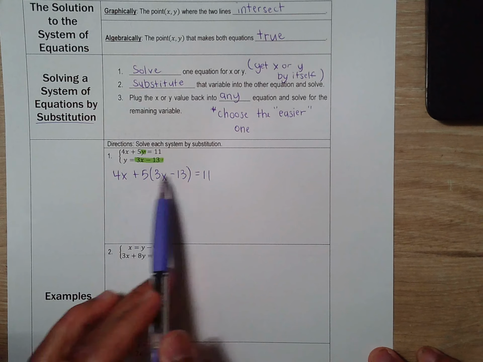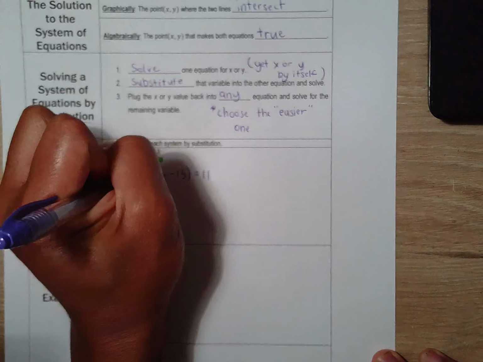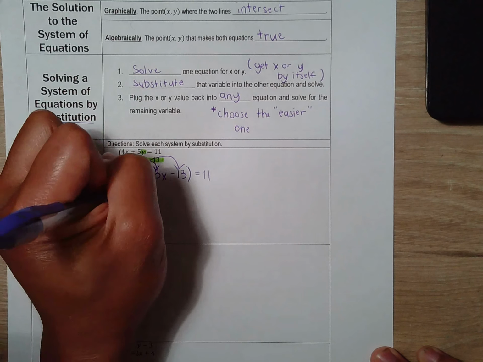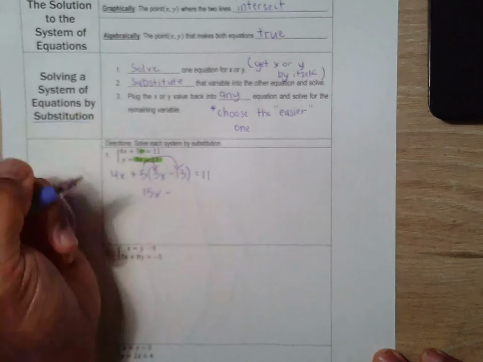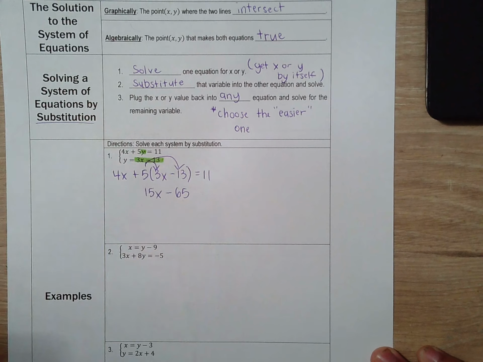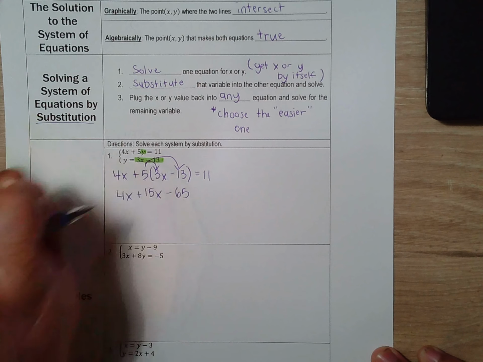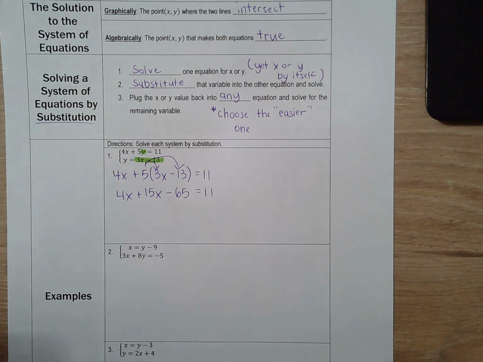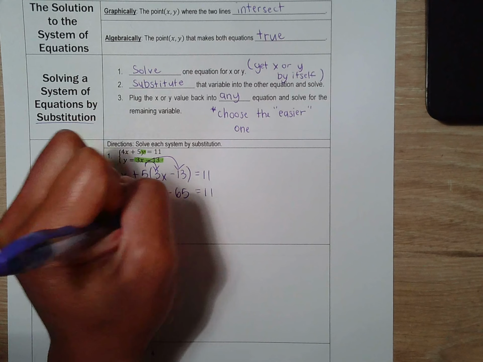Let's see, we have parentheses. We know that we're going to distribute the 5 to get rid of the parentheses. So 5 times 3x gives us 15x. 5 times negative 13 gives us negative 65. And then we bring down the 4x, and that's going to be equal to 11. Now we can combine like terms. Remember, always combine like terms first. So we get 19x minus 65 is equal to 11.